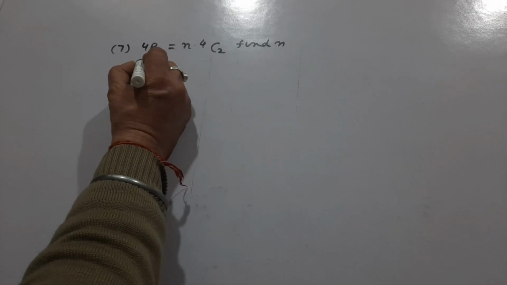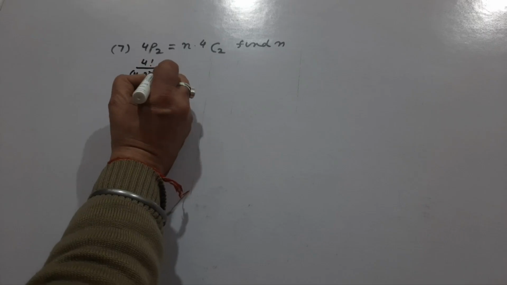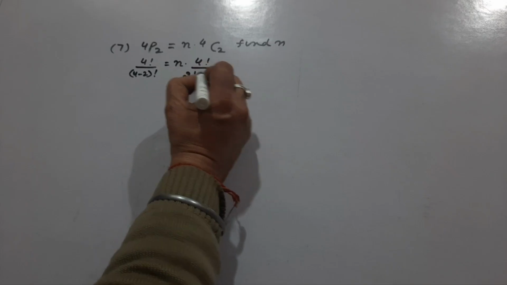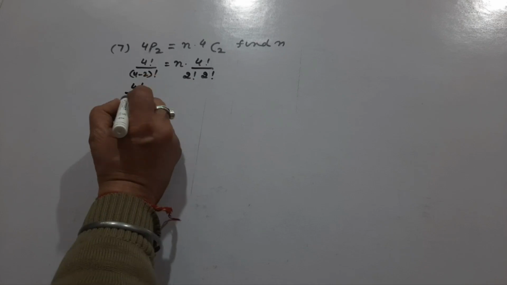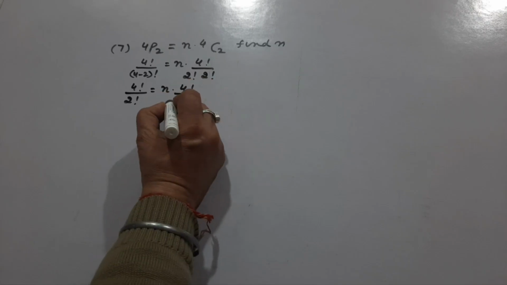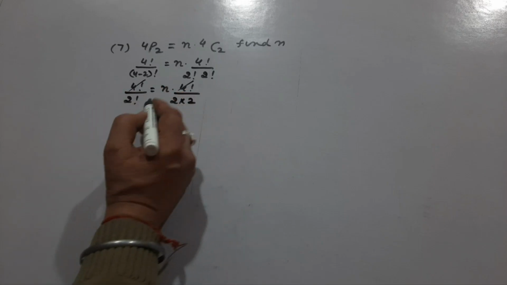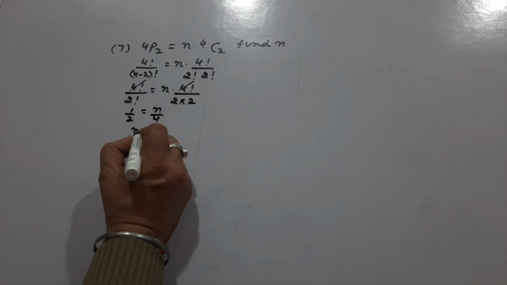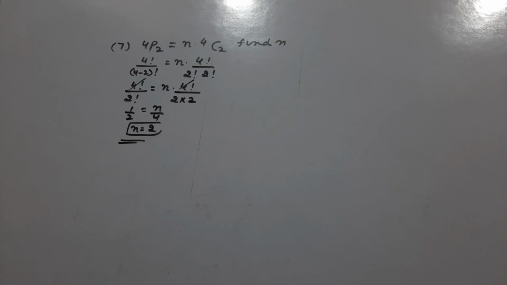4P2, we know the formula of nPr. This is equal to 4 factorial upon (4 minus 2) factorial, n times of 4 factorial upon r factorial into (n minus r) factorial. So we get 4 factorial upon 2 factorial, n times of 4 factorial upon 2 into 2. Right, now cancelling 4 with 4, so we get 1 upon 2 equals n upon 4. So we get n equal to 2. So students, the answer is n equal to 2.